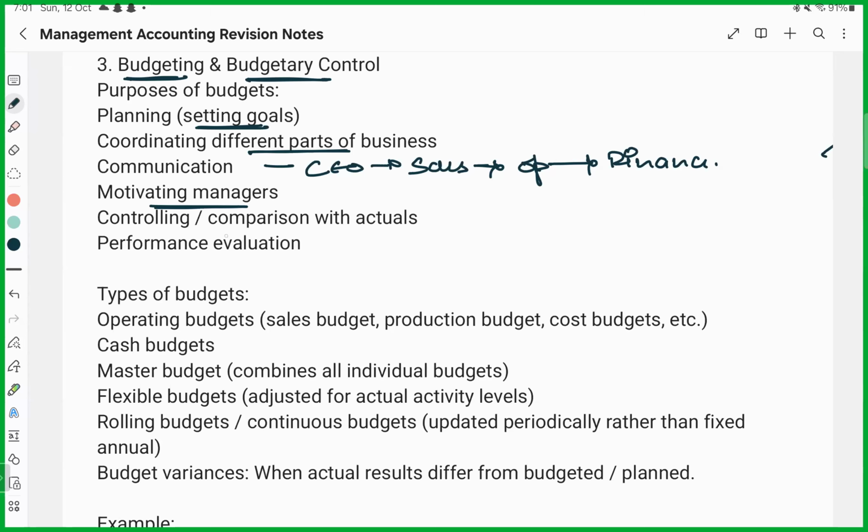We need to control, or compare with the actuals. Whatever budget we have kept, we have to compare the same with the actuals, whether the company is actually able to achieve the budgets that have been aligned or not. If the company is not, then what are the reasons for the same? What is the reason the company is going on an adverse side, or what is the reason the company is going on a favorable side? It's always better to go on a favorable side than on the adverse side.